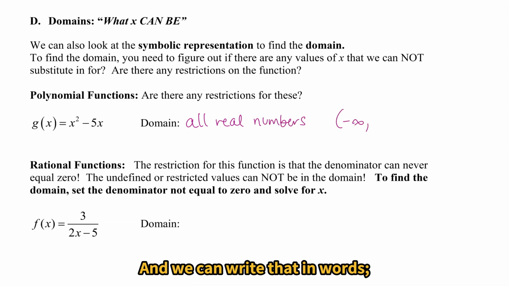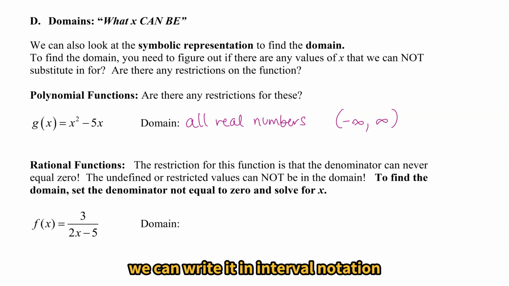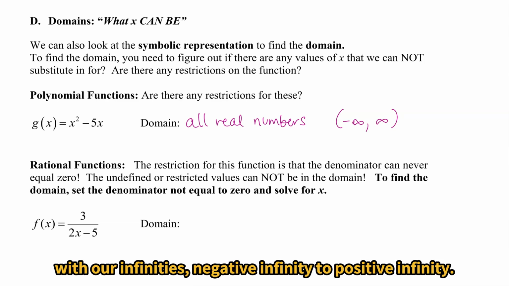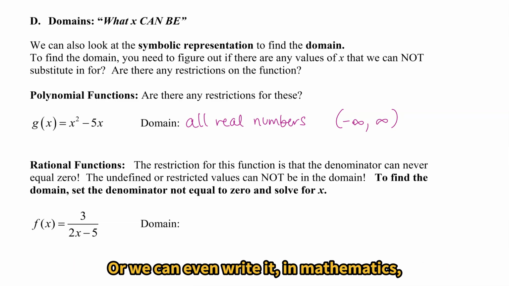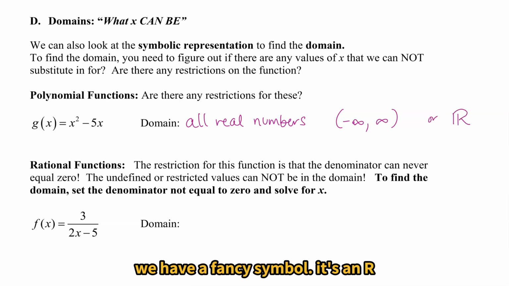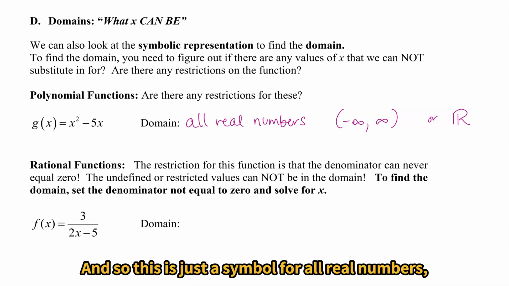And we can write that in words. We can write it in interval notation with our infinities, negative infinity to positive infinity. Or we can even write it in mathematics. We have a fancy symbol. It's an R, but with an extra bar on the side. And so this is just a symbol for all real numbers, the real number set.